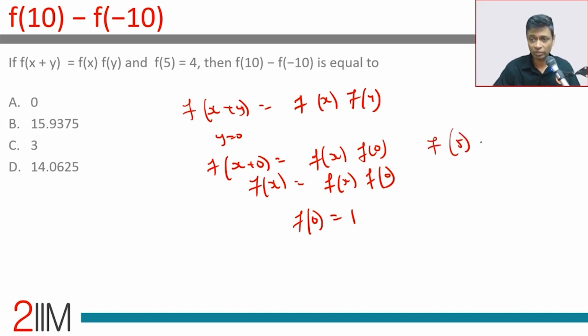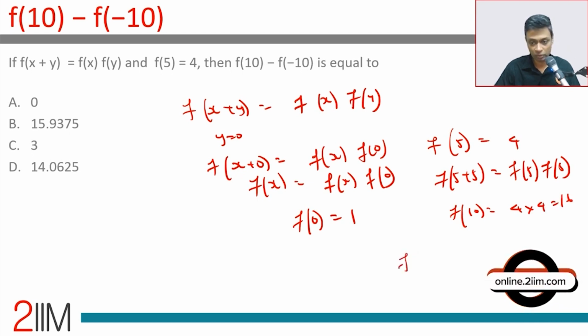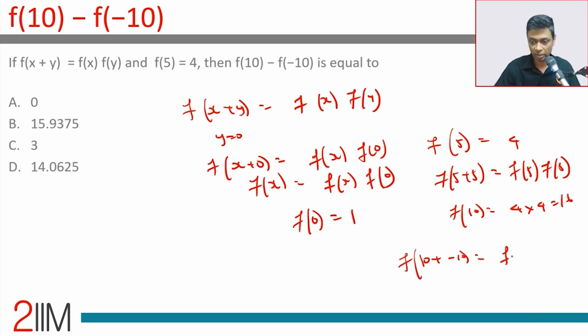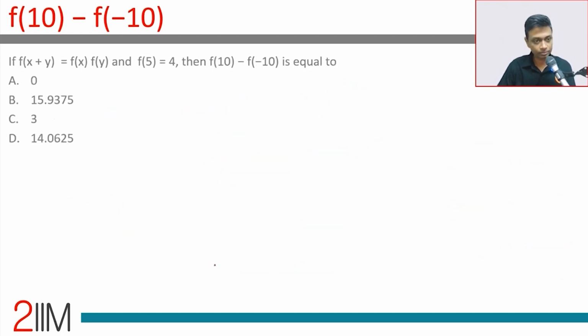So f of 5 is 4. f of 5 plus 5 is f of 5 into f of 5. Or f of 10 is 4 into 4, which is 16. f of 10 plus minus 10 is f of 10 into f of minus 10. f of 0 is 16 into f of minus 10, or f of minus 10 is 1 by 16. So you're looking for 16 minus 1 by 16. 1 by 16 is 0.0625. Even if you didn't know that, from the choices you can get there.